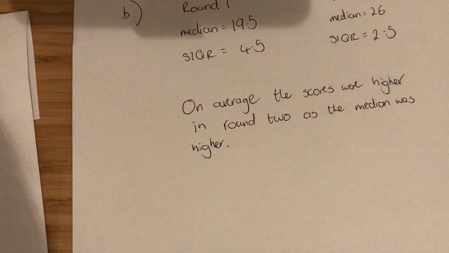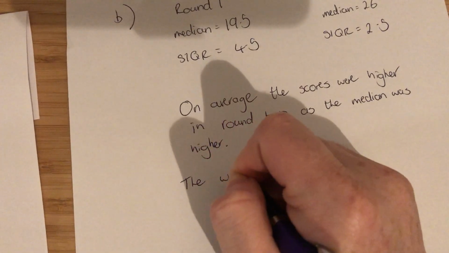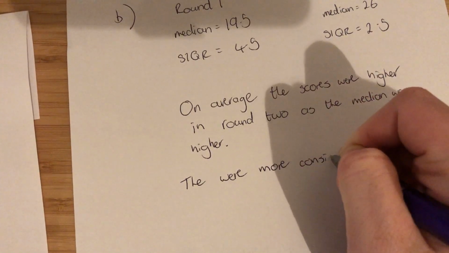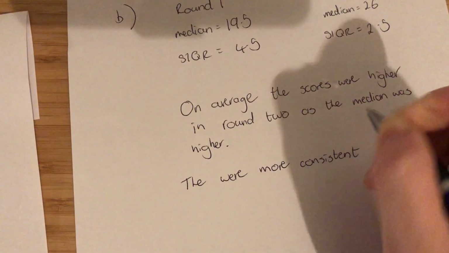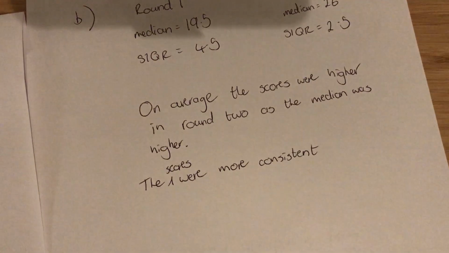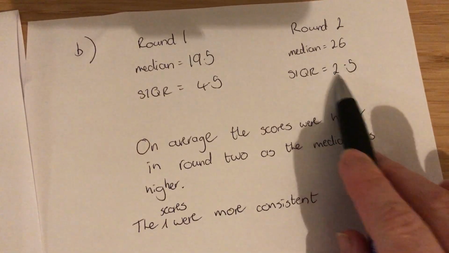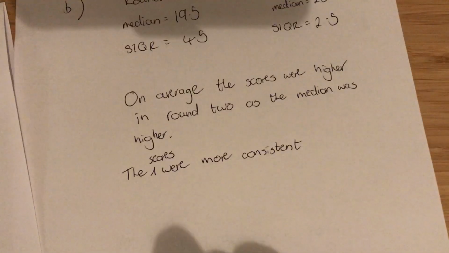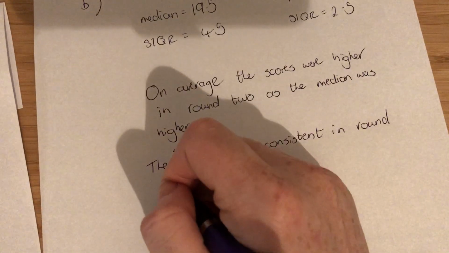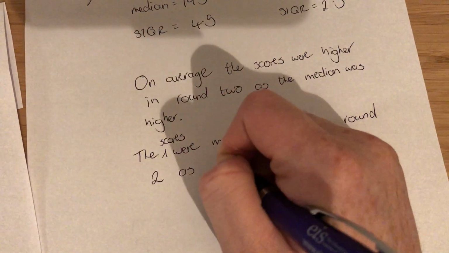Now we're looking at when the scores were more consistent. And when were they more consistent? Well, when they were the least spread out. So again, it's in round two. The scores were more consistent in round two. That's all you need for the sentence. You can write "as the semi-interquartile range is lower".